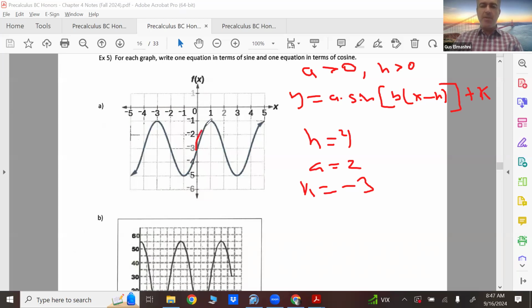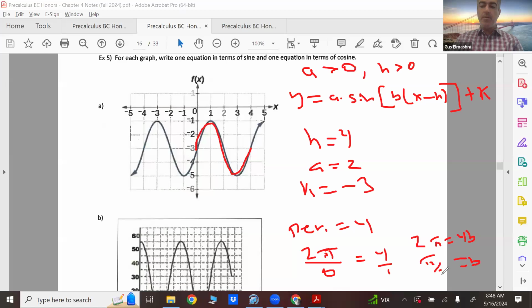So that's one cycle, right? How long is that? 4. But what can B equal? B is not 4. Pi over 2. Because if you do 2 pi over B equals 4 over 1 and cross multiply it and solve for B, you do get pi over 2. Excellent. Good. You got it all done, right? Just write it out, right? That's all you gotta do.